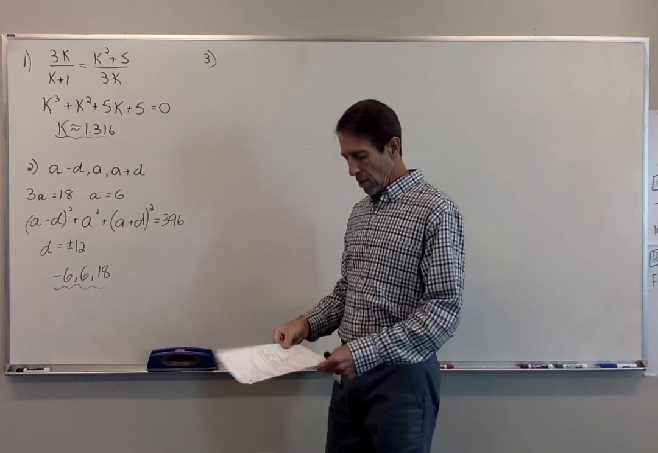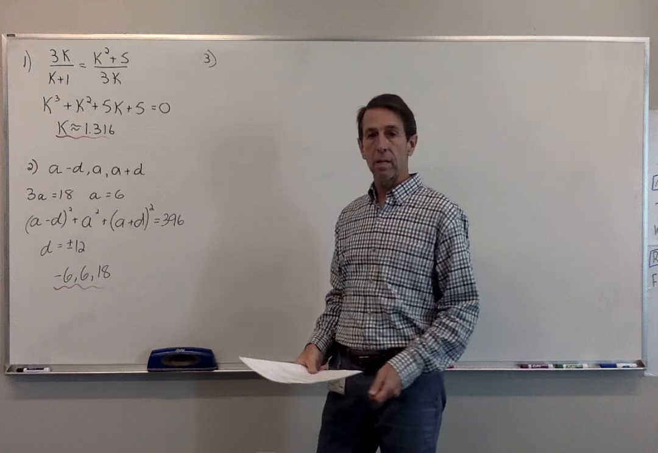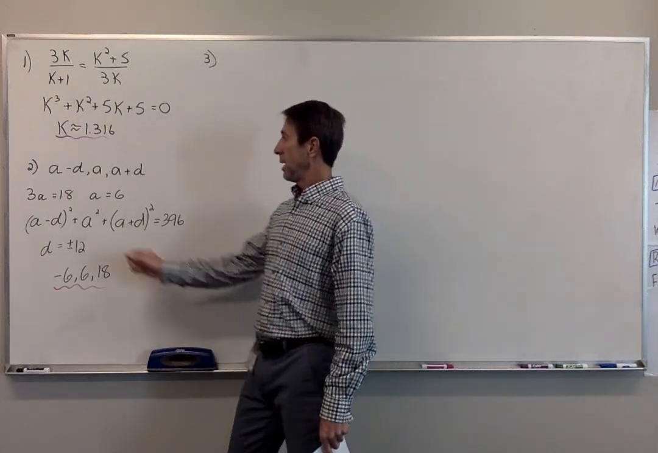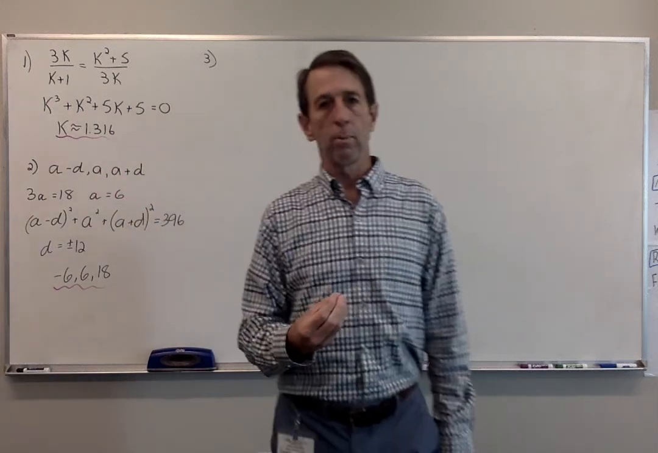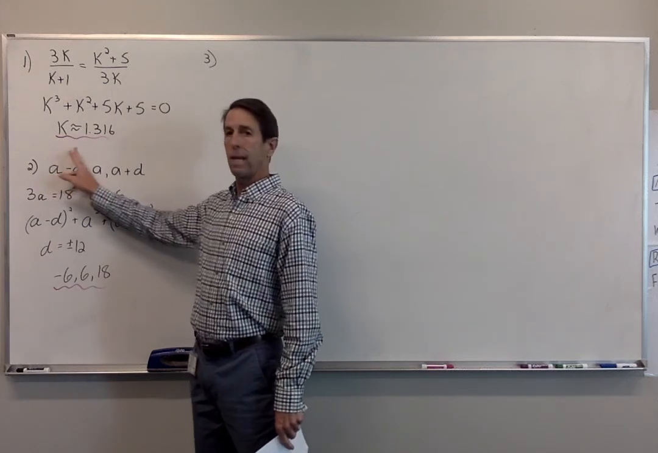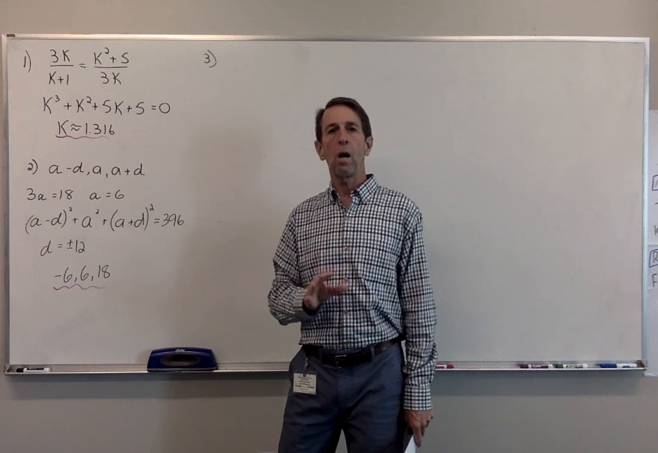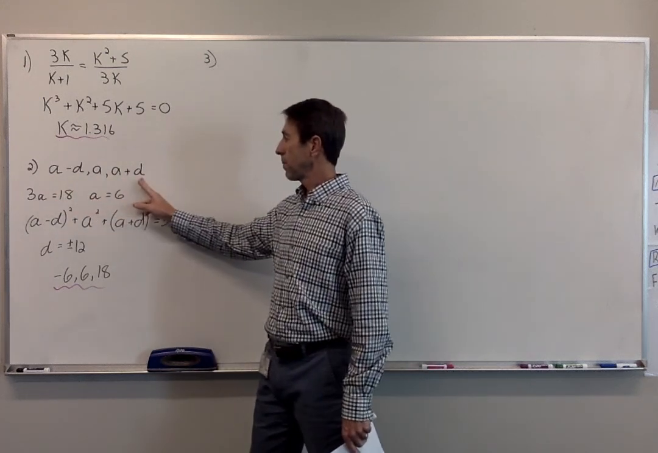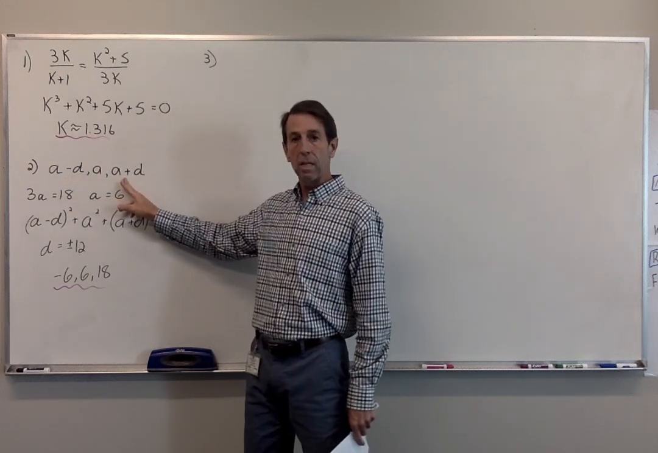The next one, we were given three consecutive terms of an arithmetic sequence. The key here is the setup. I can let them be A, B, and C, or X, Y, and Z, but then we're adding more variables than we need. Some might have started with A plus D, and A plus 2D. That would also be fine. There's no problem with that. But there's a benefit to setting it up this way. One's A, the other one's A minus D, the other one's A plus D.